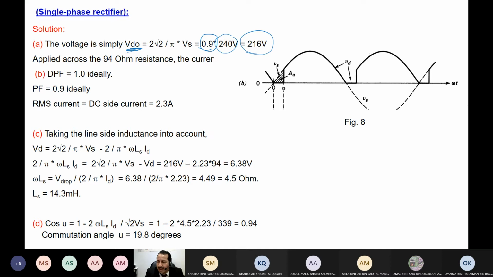Now, he asked me about the current. Then I have the resistance. Let me divide voltage by resistance. Ohm's law gives me the current. I don't know why it's not appearing here, but we divide 216 over 94. It gives me the current. Check it and find the value. Okay, let me go back.